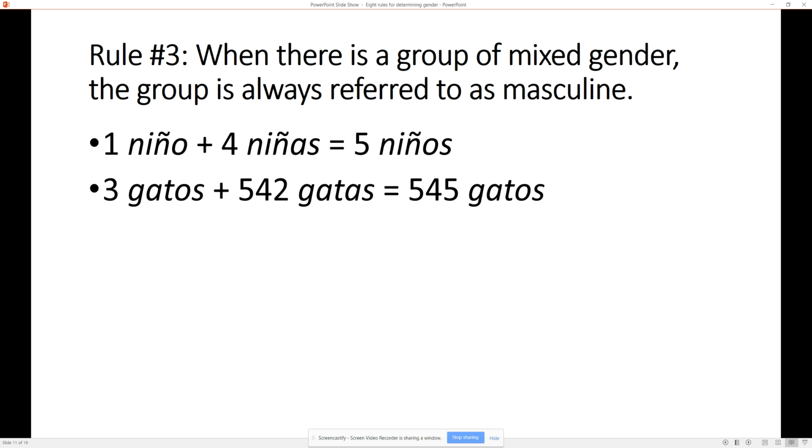Here's one rule that got some people upset. When a group of nouns are mixed gender. So let's talk about the fact that in a classroom we have both male and female students. The group is always going to be referred to as the masculine, even when the number of boys and girls is quite disproportionate. It doesn't matter the ratio. As you can see here, one boy and four girls, we're going to refer to them as the five children, but it's going to come out as niños, so the masculine.